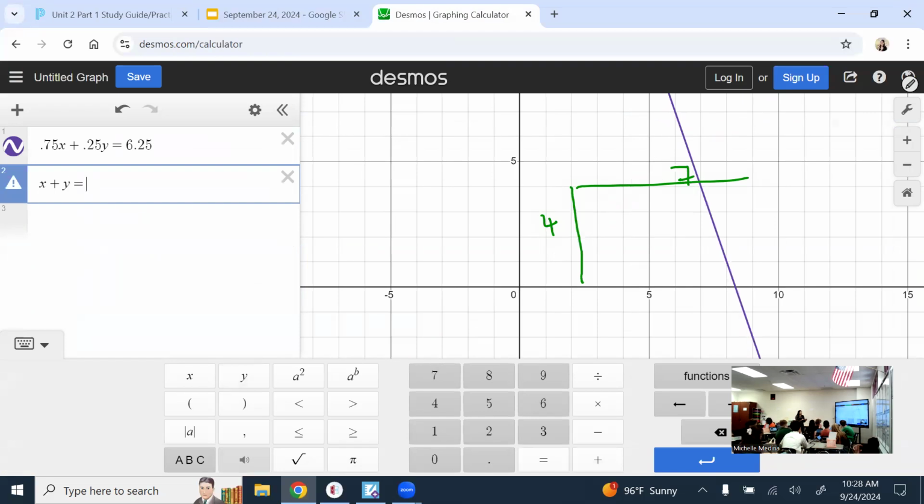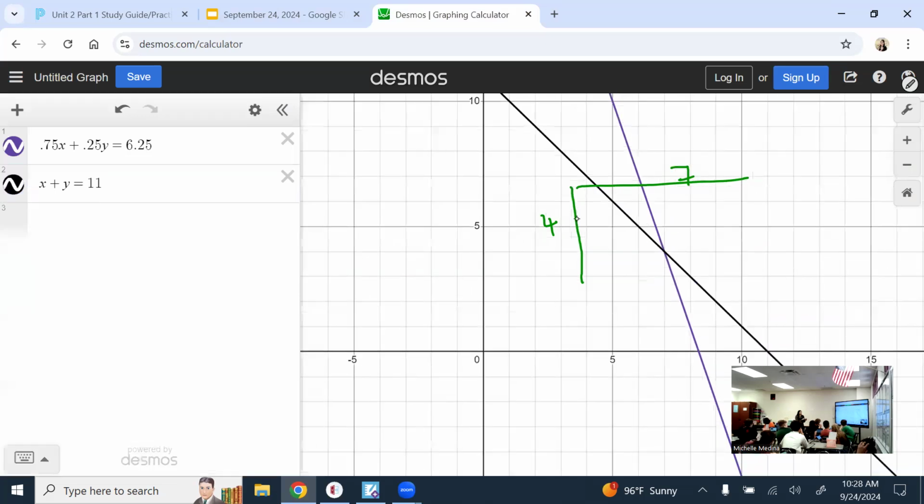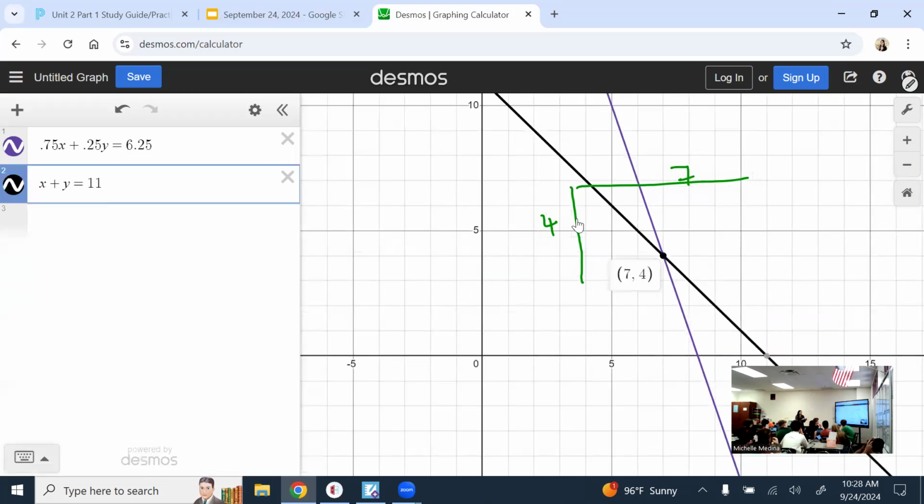Anyway, I graphed it. I need to see where it intersects. And then go back and read what X was. X was the number of pens bought. I bought 7 pens. Y was your number of pencils bought. For pencils.